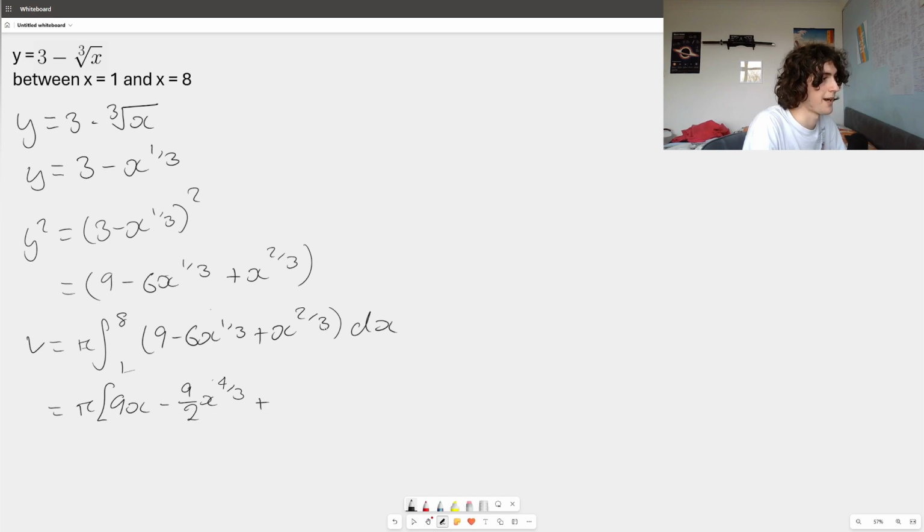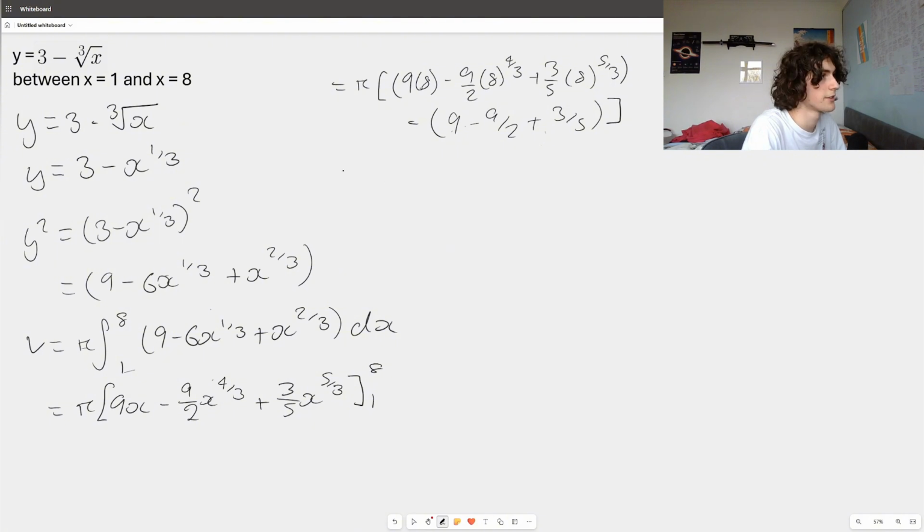Plus, add 1 to the power here, this becomes 5 over 3. So this is 3/5 x to the 5 over 3. And this is between 8 and 1. I'm going to write out our full calculation here. So this is our full calculation, and then we are going to want to simplify these individual terms.